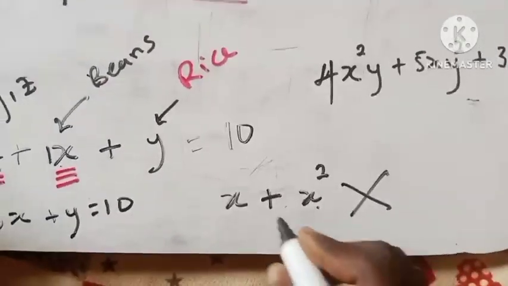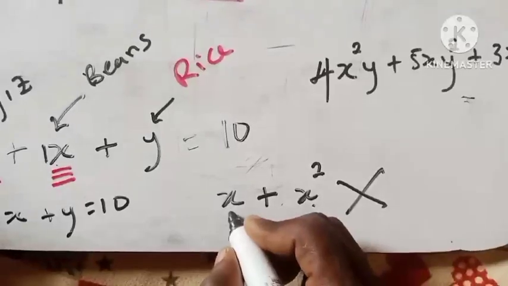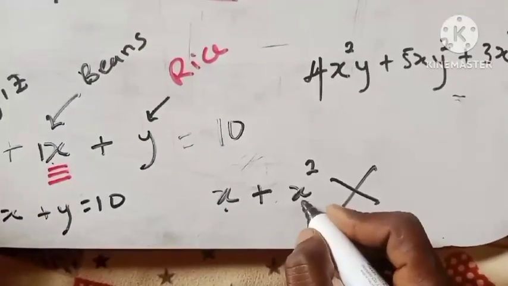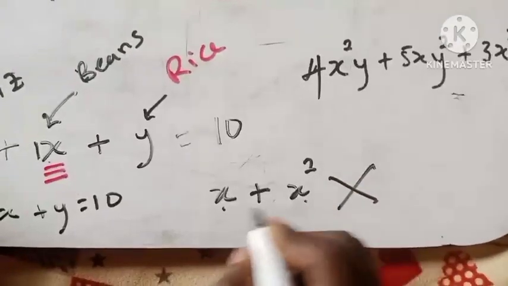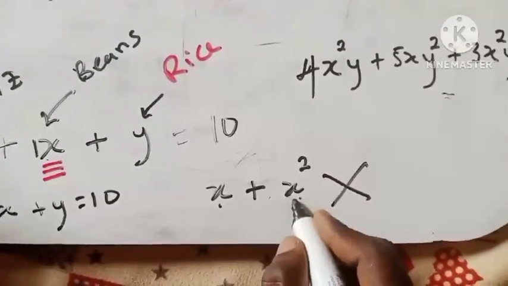Does it make sense? There's no way I can add them, because this is just x, this is beans, this is not the beans, right? So you have x squared. Obviously, in an algebraic expression you cannot add these two terms, right?